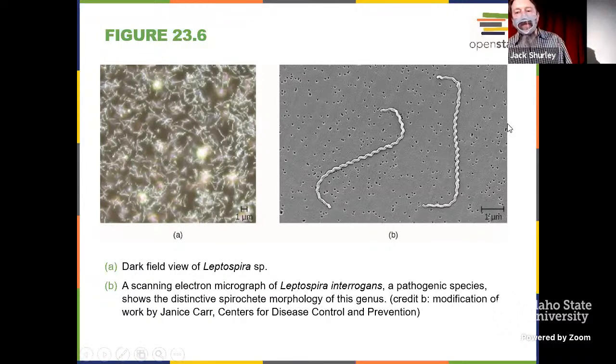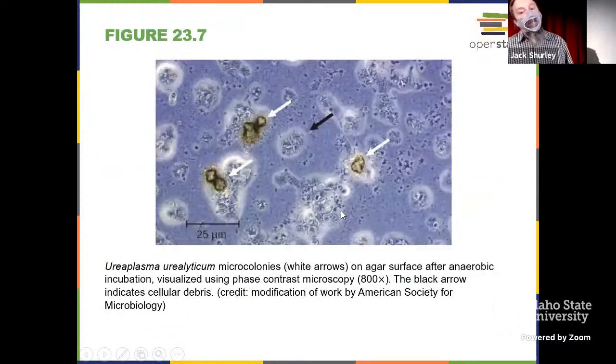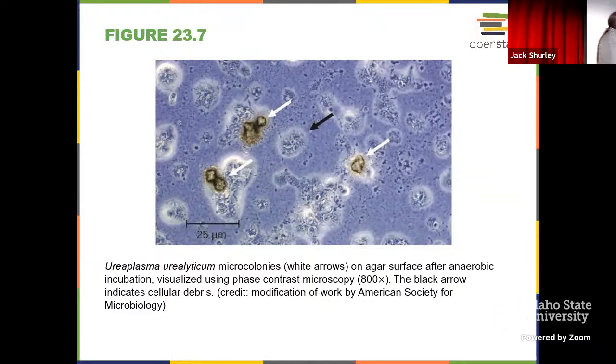So this spirochete, little corkscrew guy, looks pretty impressive on this. And I believe right here is a filter. You can see the pores in this. All right, this next image, this is Ureaplasma urealyticum.